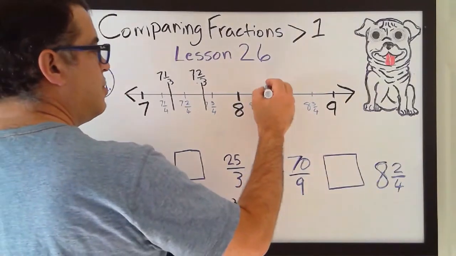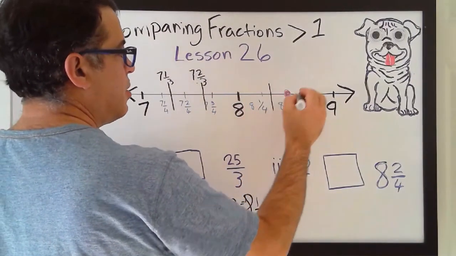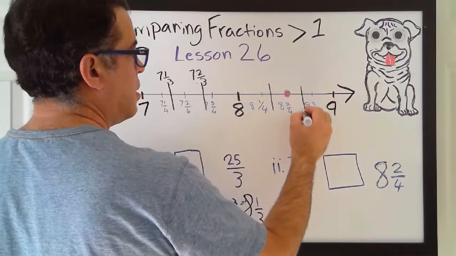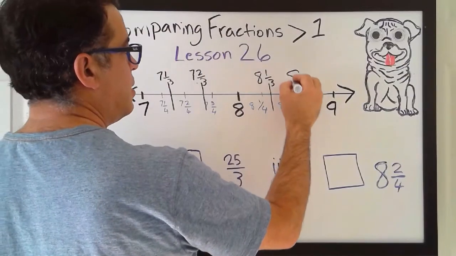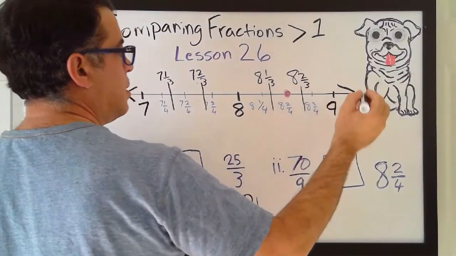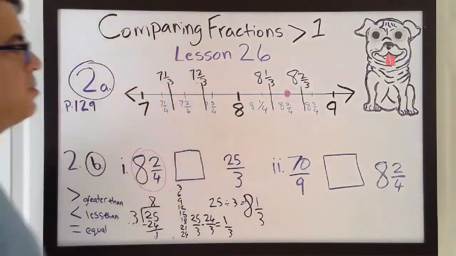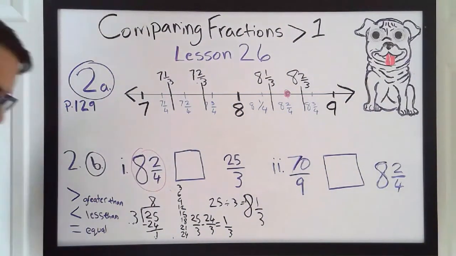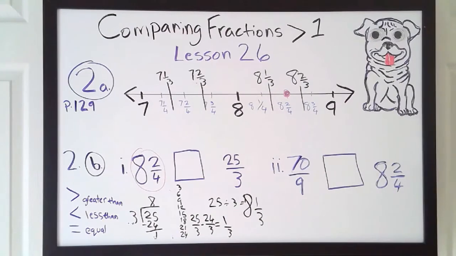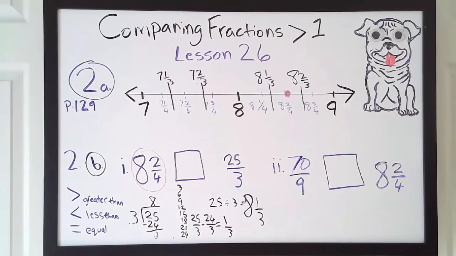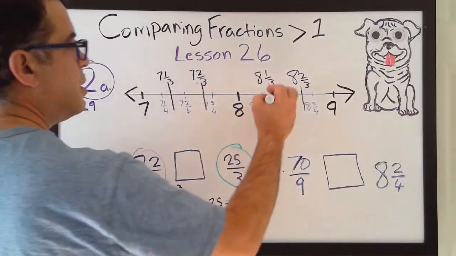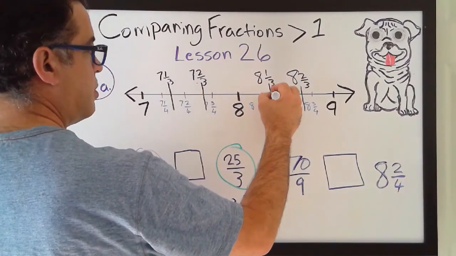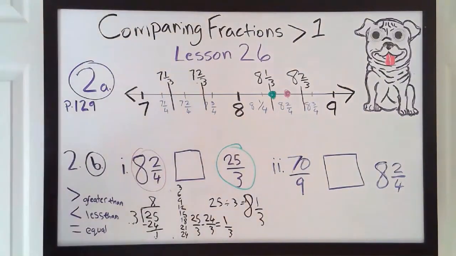And then we have to do the same over here. Make your big lines. This is 8 1/3. This is 8 2/3. And then we have 9, which is 8 3/3. Okay? Let's put a mark on where 8 1/3 is. We're going to make that one green. Alright, so let me circle this. The green one is 8 1/3.